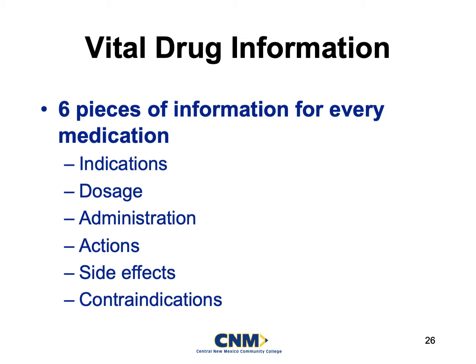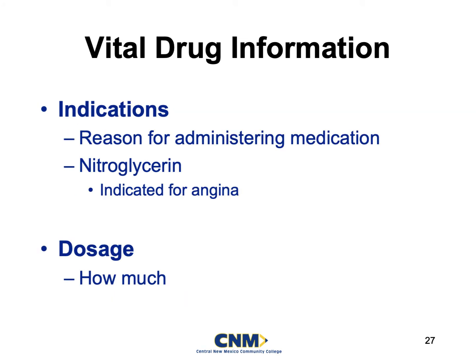Okay, so the 6 pieces of information that we're going to talk about for every single one of the medications in your scope are the indications, the dosage, the administration, the actions, the side effects, and the contraindications of the drugs. Okay, so what does all this terminology mean? Well, the indications are the reason why we're going to administer this medication in the first place. The example I give is nitroglycerin is indicated for something called angina, all right, which is basically chest pain.